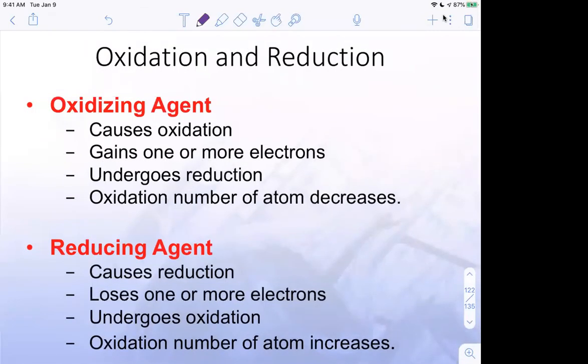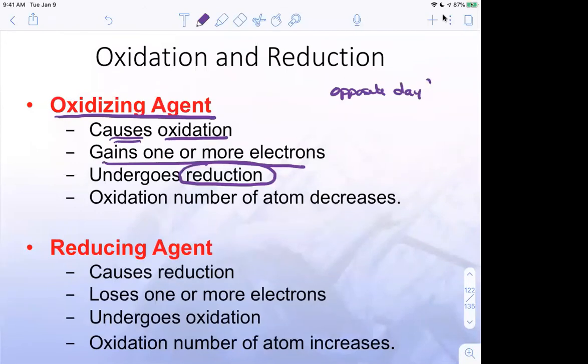Once I determine what's oxidized and what's reduced, I can also figure out these two terms. The oxidizing agent causes oxidation. So to cause the oxidation of something else, it actually has to gain electrons. So this is the species that is actually being reduced. So this is like opposite day. If I am being reduced, I am the oxidizing agent. And then the converse is always true.